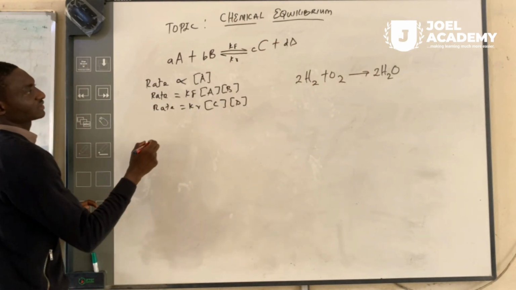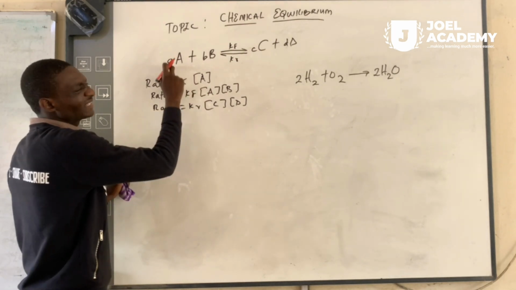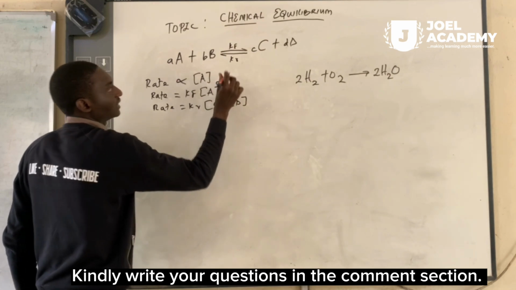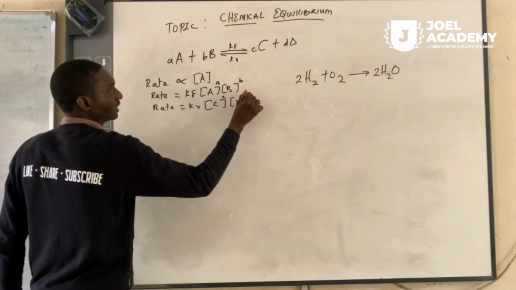Now in this case, the rate will be equal to the concentration of A raised to the power of the number of moles beside it, which is a, and that of B raised to the power b. Do the same for C and D.